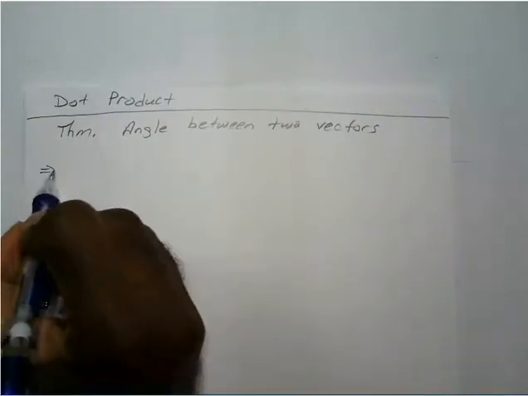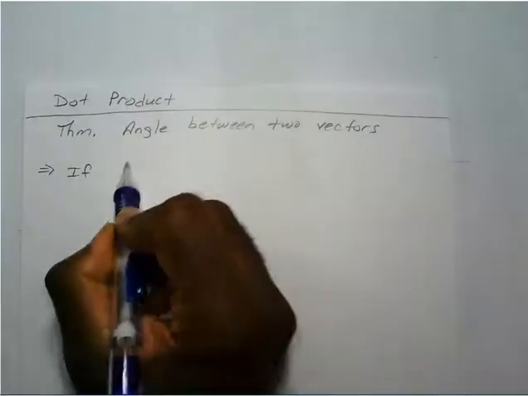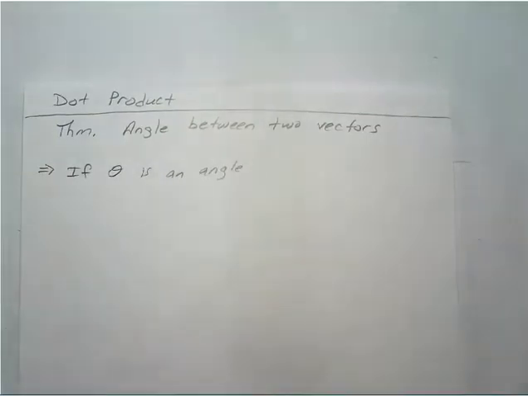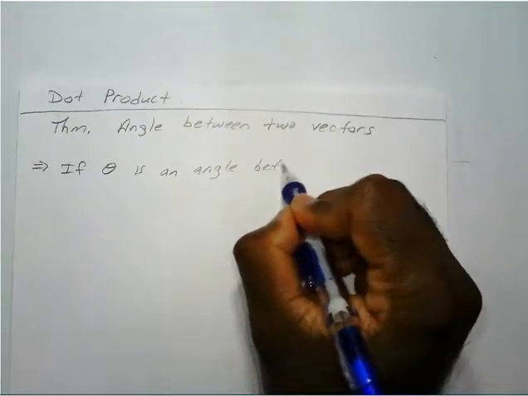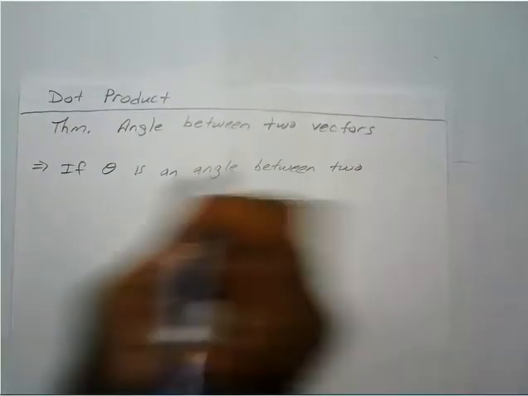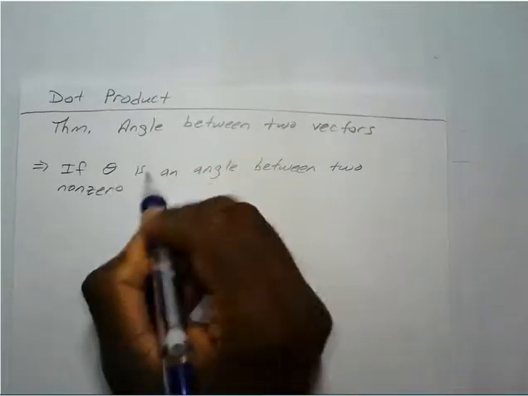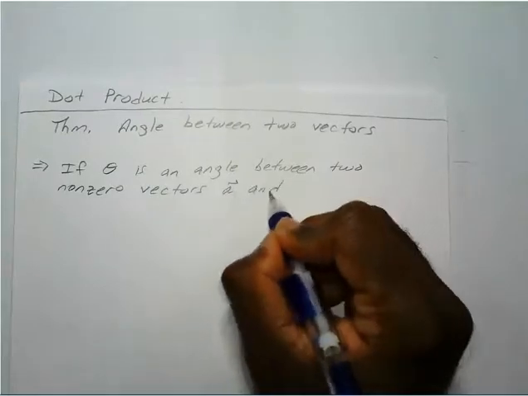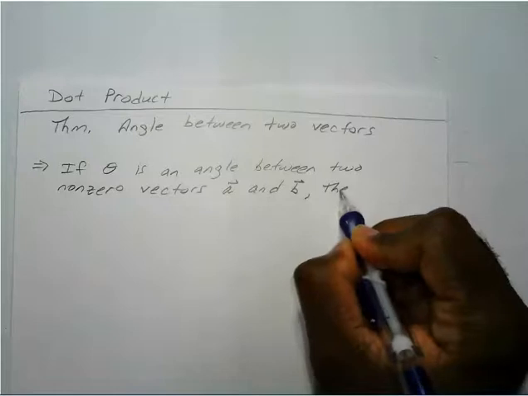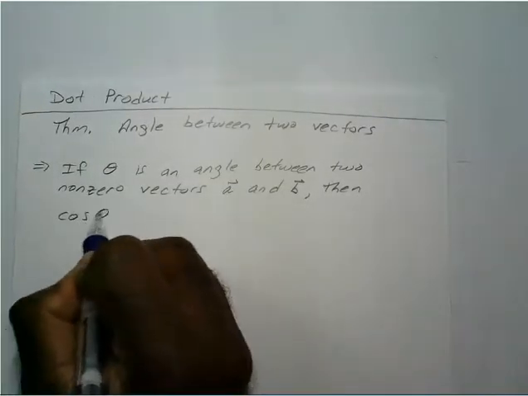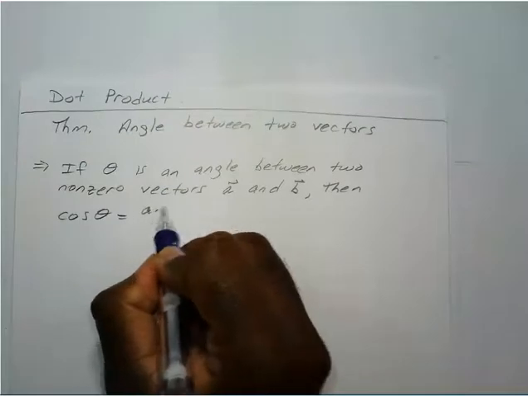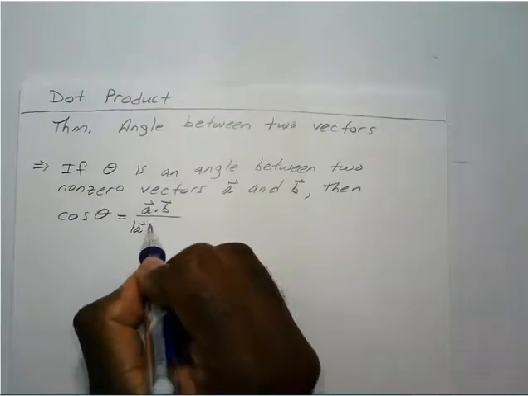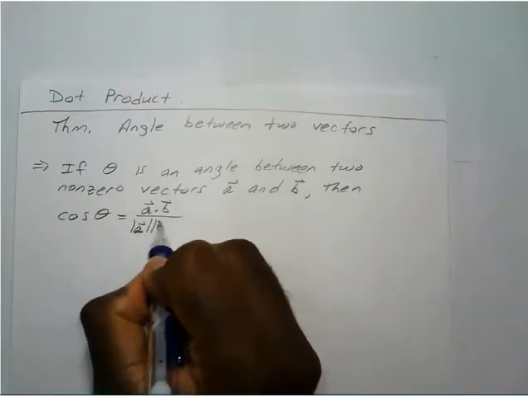Okay, so for this theorem, if theta is an angle between two non-zero vectors, we'll call them vector A and vector B, then cosine theta is equal to the dot product of A and B divided by the magnitude of A times the magnitude of B.